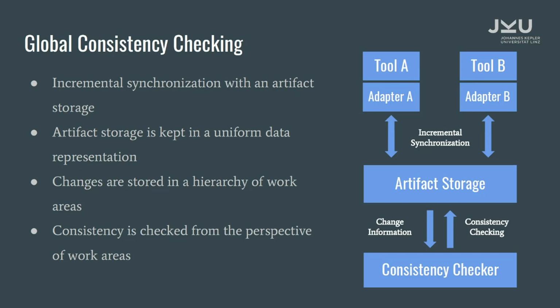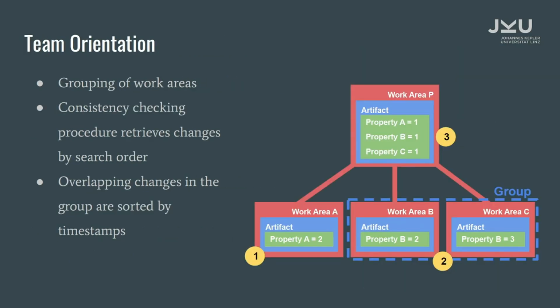the consistency check. Now, the problem with this is there is no real team orientation here. Changes from a tool are always checked against the entire artifact storage, or actually the superordinate work area hierarchy above the work area of a specific tool. So, for example, you have work area A here and a change on property A here, and this is checked against work area P here, which has other properties, right?